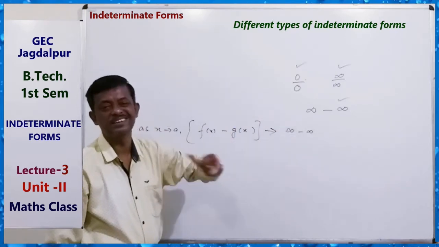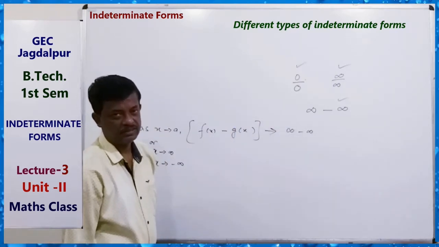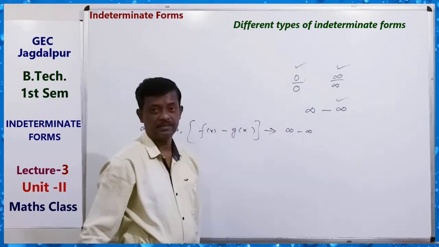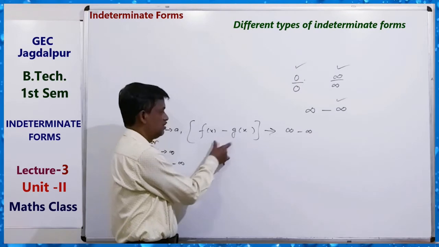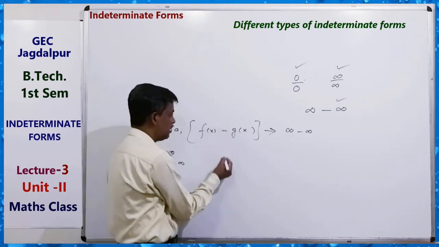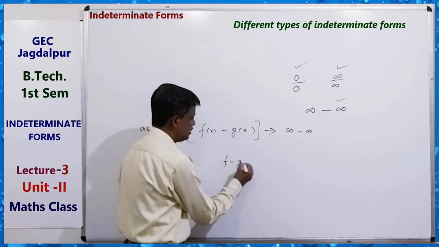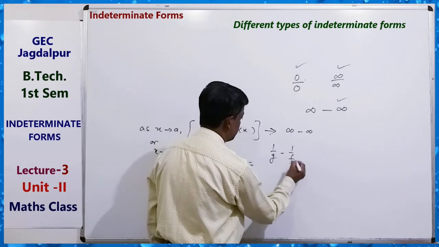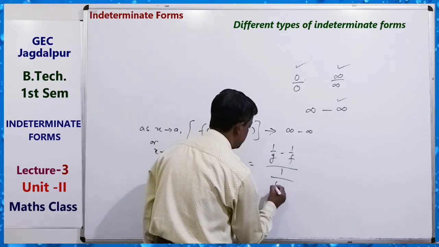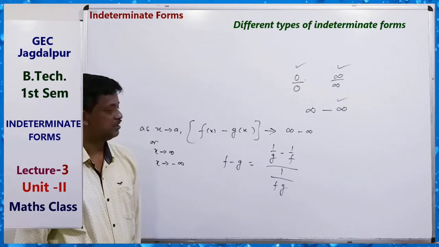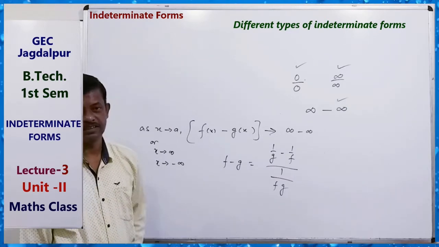This is also an indeterminate form. It can be converted to 0 by 0 format by taking the LCM and combining these two. You can write f minus g as 1 upon g minus 1 upon f, upon 1 upon fg. Solving this, you can get f minus g.